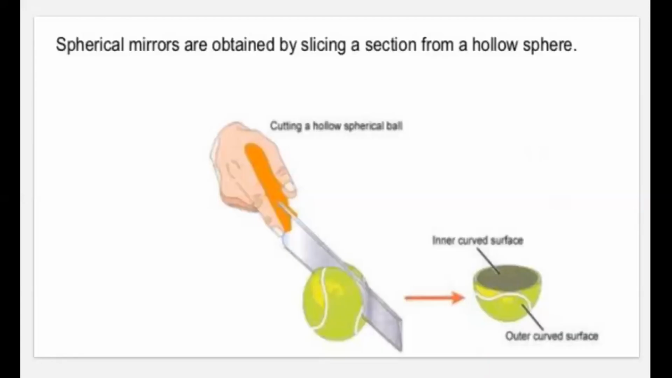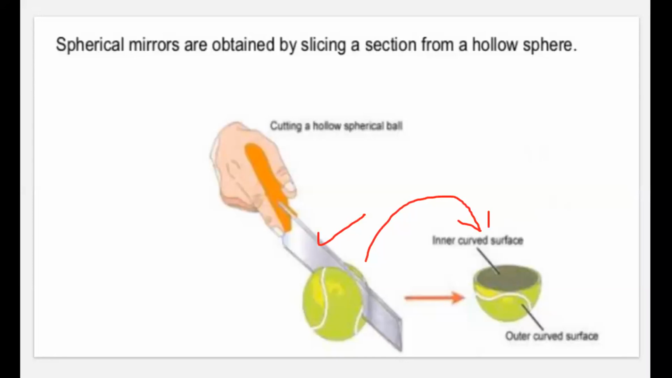So how these mirrors are made, we will now see. This is just an illustration that is done in this slide. A spherical mirror is obtained by slicing a section from a hollow sphere. By hollow sphere, here we mean a glass sphere. Now here what we have done is we have taken a tennis ball over here, see. And we are slicing it with the help of a knife. After slicing it, the surface will appear like this.